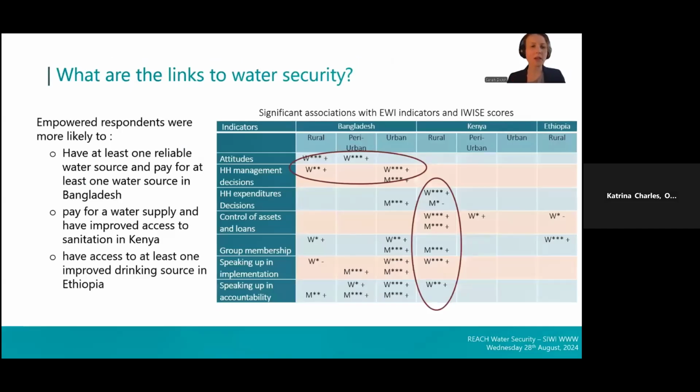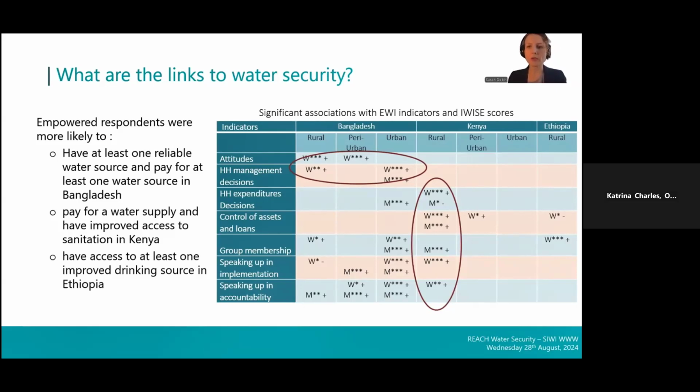What are the connections between empowerment and water security? We found some really interesting findings. We found significant associations between respondents who are empowered and different measures of water security. Empowered individuals were more likely to have at least one reliable water source and pay for their water source in Bangladesh, which may imply they use a better quality source. They are more likely to pay for a water supply and have improved sanitation in Kenya. And they're more likely to have access to at least one improved drinking water source in Ethiopia, which is important because only around a third of respondents reported using an improved source.